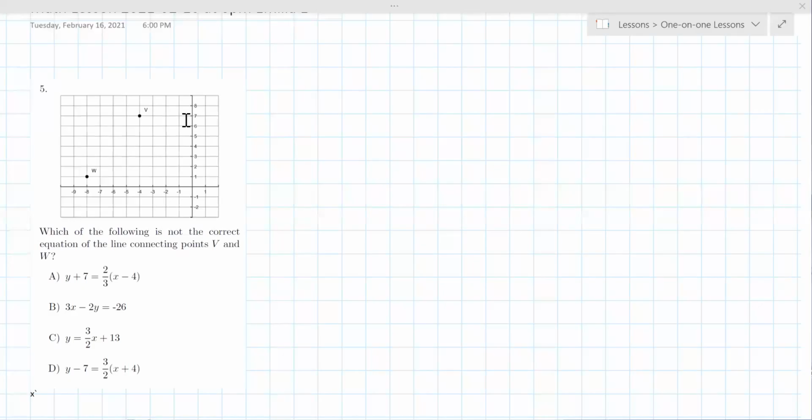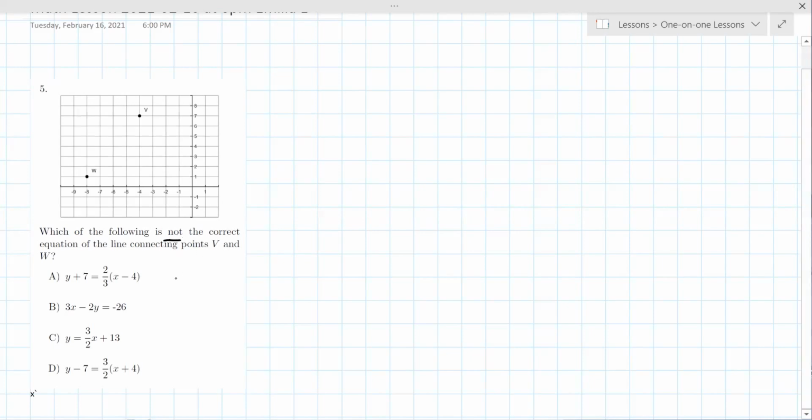I'm going to share my screen and we will get started here. So if you're seeing my screen, you'll see question 5 here. And it says, oh, it's one of these "not" questions. Which of the following is not the correct equation of the line containing points V and W?